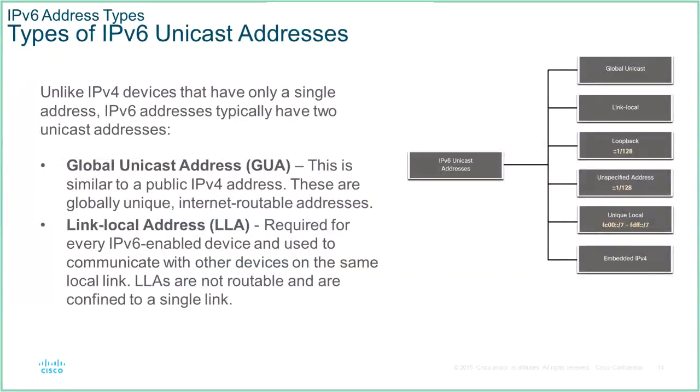So if you cast your mind back to the way Ethernet works, it's like working on a shared cable. So the LinkLocal addresses are like addresses that would occur on that shared cable. So just on that network segment.